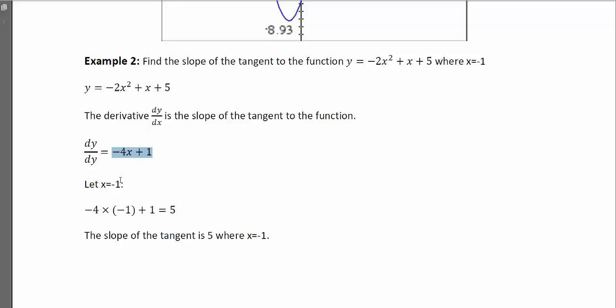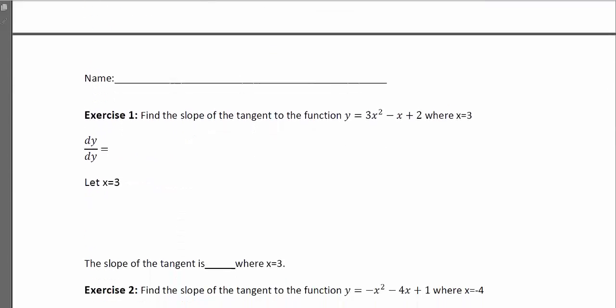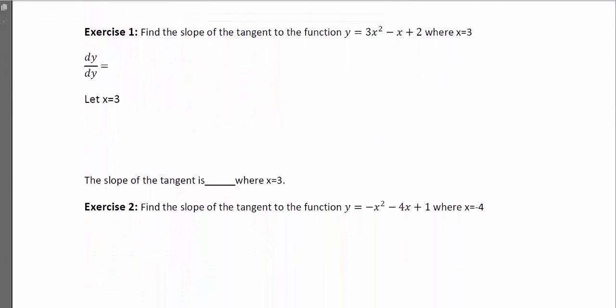So this is the derivative of the function. Now substitute minus 1 for x, and we get minus 4 times the value for x, minus 1, and then plus 1. So we get the value 5. This means that where the x value is minus 1, if we draw a tangent to the curve of that function, the slope is going to be 5. And this is the algebraic way to do it. Let's have a look at some more examples.